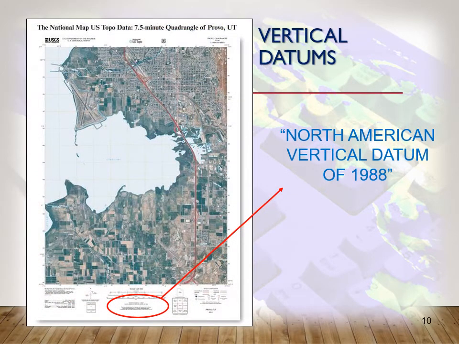We also have vertical datums. I'm not going to talk too much about that in this chapter, but a vertical datum that is often used in GIS, at least in North America, is the 1988 version. It's the most accurate, and it's based on, again, GPS data.